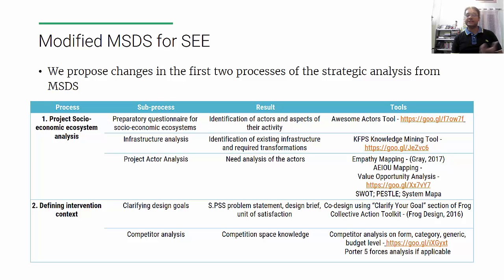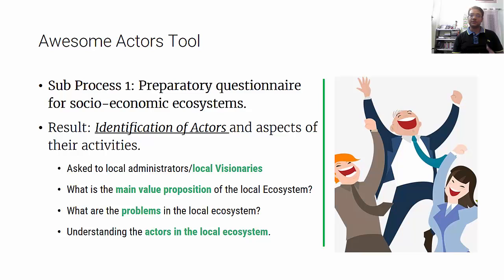The third tool is the project actor analysis, which helps us to identify the needs of the actors. The fourth and the final tool is the competitor analysis tool, which helps us identify as well as acknowledge the various types of competitors that may exist for the particular SE. Let's take a look at each of these tools very briefly.